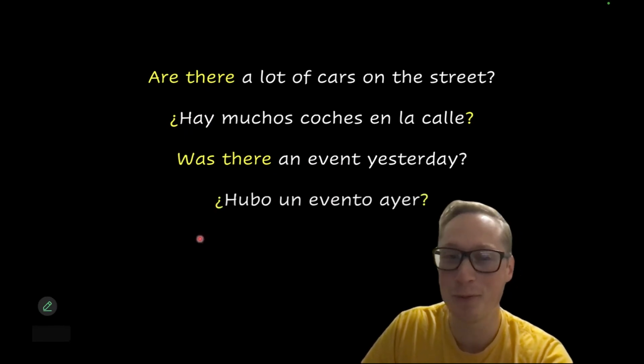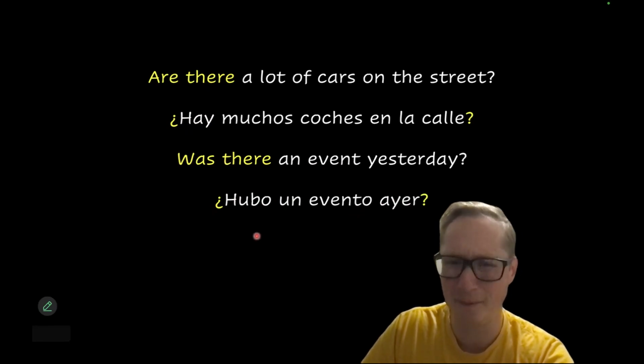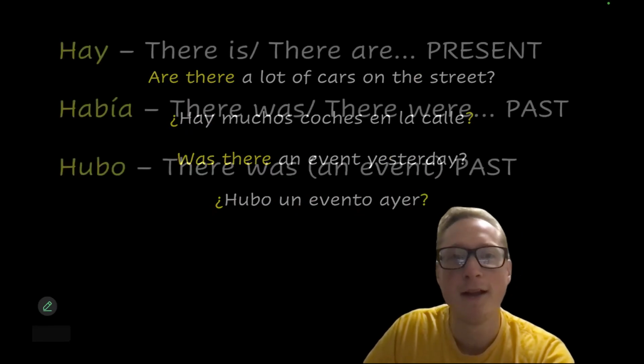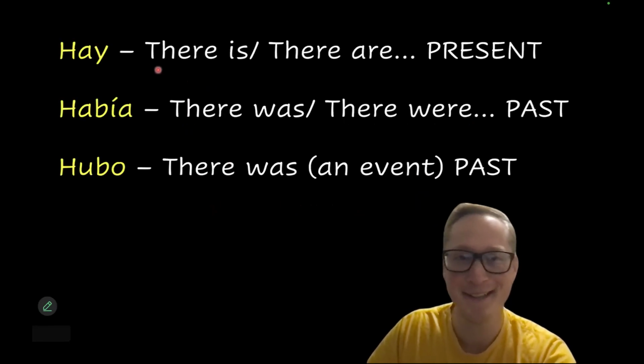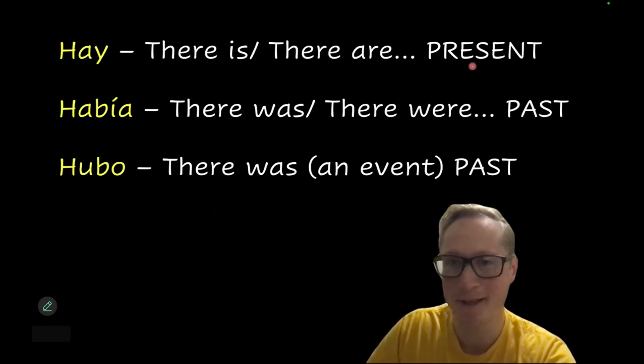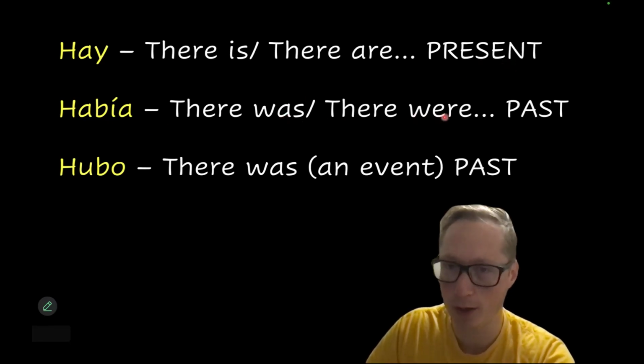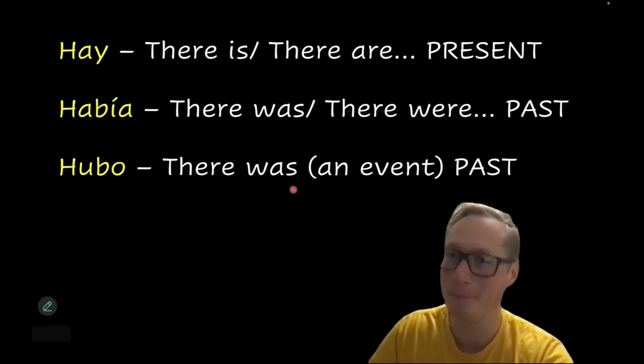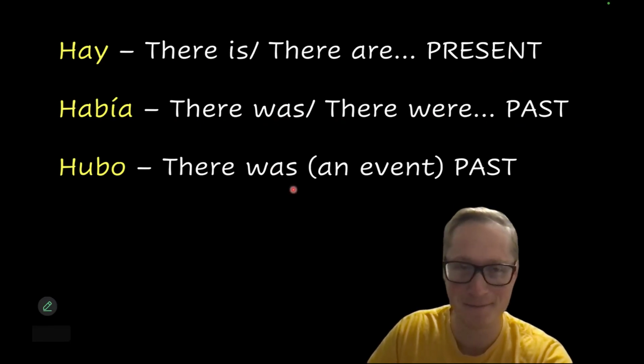I hope you used hubo. Hubo un evento ayer? Or we could move this ayer, this yesterday, to the beginning and say ayer hubo un evento. That sounds a little weird, but it works. So just to recap, hay is there is, there are in the present tense. Había, there was, there were in the past tense. Hubo, there was in the past an event.